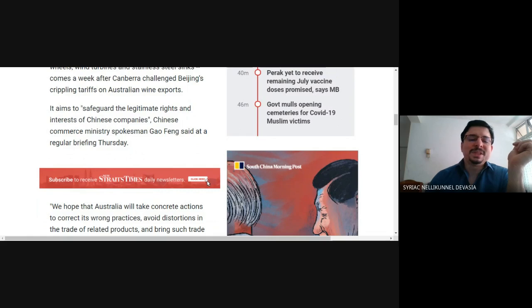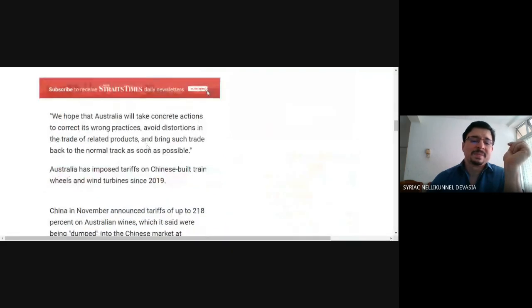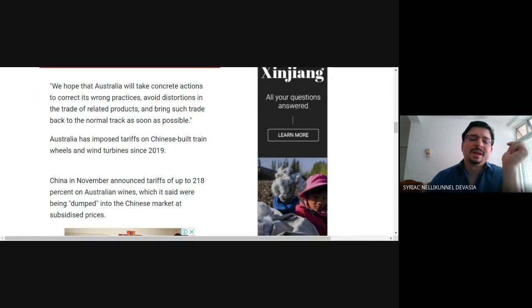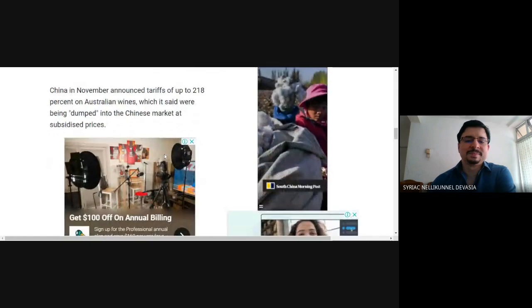Why the Chinese Commerce Ministry said that they want to safeguard the legitimate rights and interests of Chinese companies. We hope that Australia will take concrete actions to correct its wrong practices, avoid distortions in the trade of related products, and bring such trade back to normal track as soon as possible. Australia imposed tariff on Chinese-built train wheels and wind turbines since 2019. So they put import tariff, okay, customs tariff from 2019.